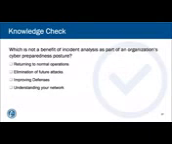Okay, next question. Which is not a benefit of incident analysis as part of an organization's cyber preparedness posture? Returning to normal operations, elimination of future attacks, improving defenses, or understanding your network?